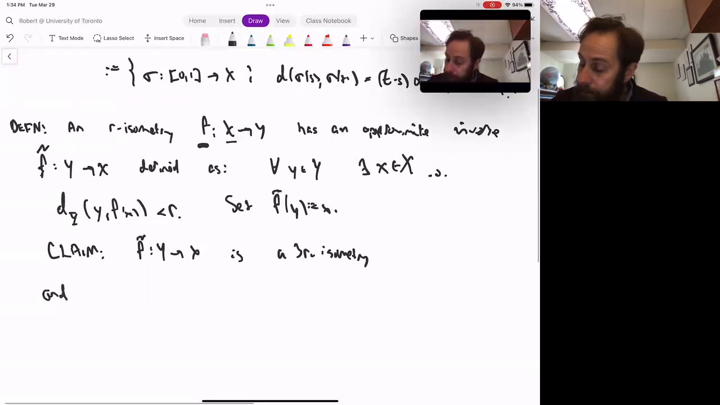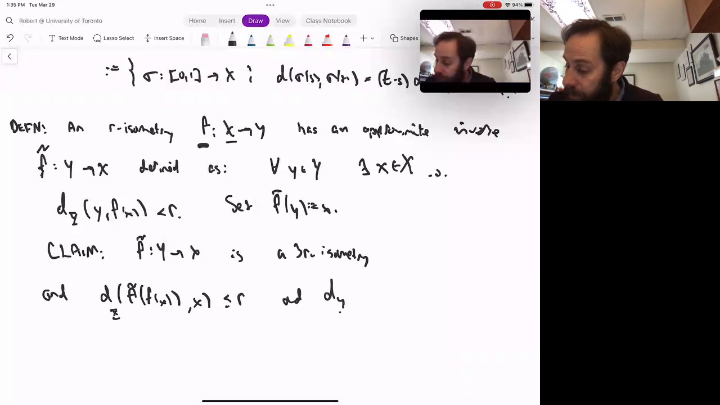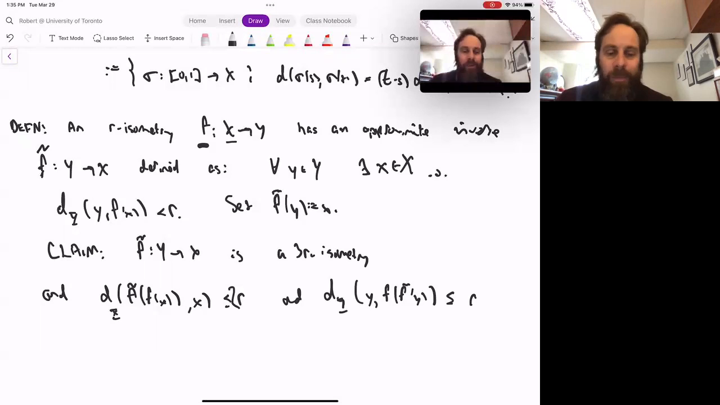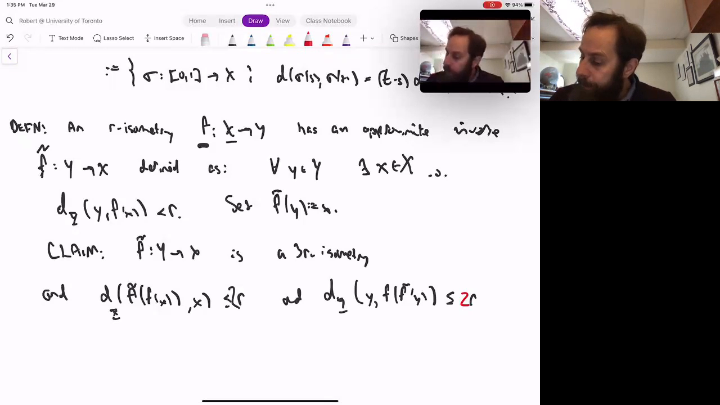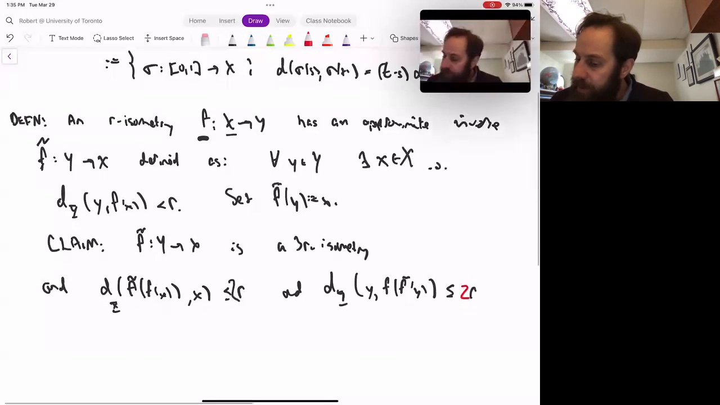And when I compose F with F tilde, the distance of F tilde of F of x from x, that would be the distance in X, is not too far. Similarly, the distance in Y of y to F of F tilde of y is, again, one of them is 2R and the other one's R. So if you want to be safe, you could put 2 in front of them.